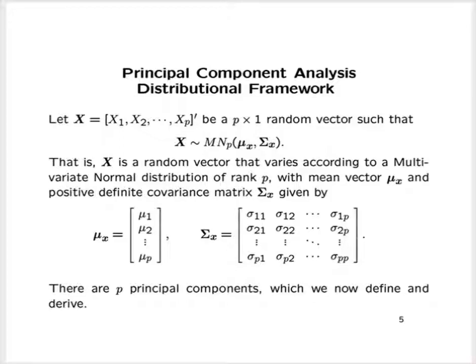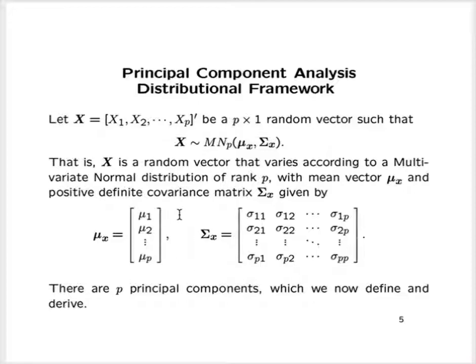Now let's talk about the distributional framework and get some notation set up so that we can talk about principal components. So we're going to let bold X be a p by 1 random vector that, ultimately, we're going to assume has a multivariate normal distribution with mean vector mu sub x and covariance matrix capital sigma sub x. And this is a p-dimensional multivariate normal distribution with rank p. Here I'm showing the notation with the mean vector and the covariance matrix expanded out, so you can see the entries in the mean vector.